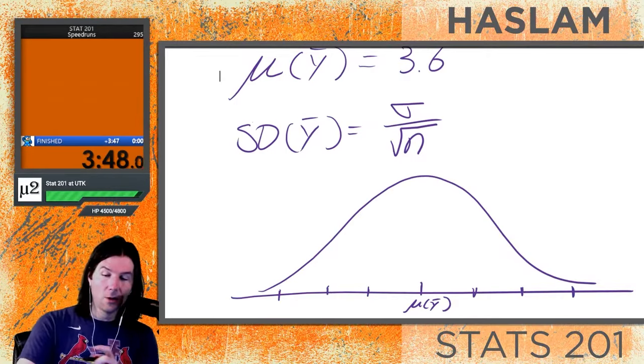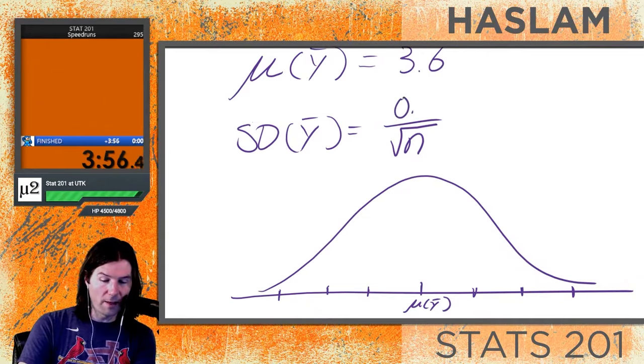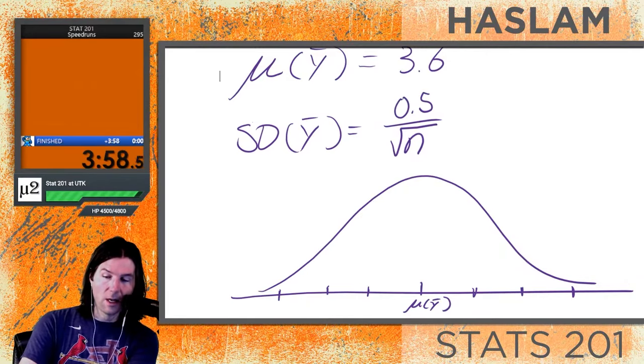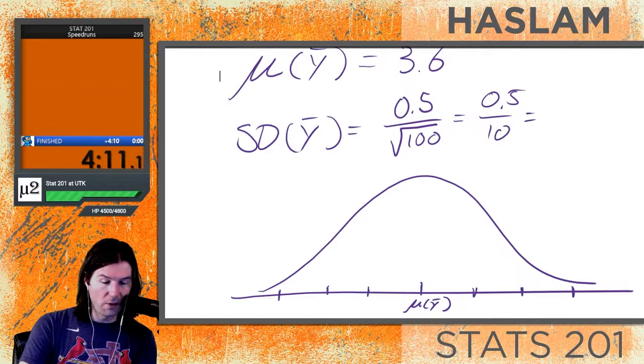Now, you might not see that. You're going to see variation around it, because maybe GPAs have a standard deviation, that's what the sigma stands for right there, of 0.5, like a half a point standard deviation. Well, if we take 100 students as our sample, we can now find out the new standard deviation of the distribution, which is going to be equal to 0.5 over 10, which is equal to 0.05.